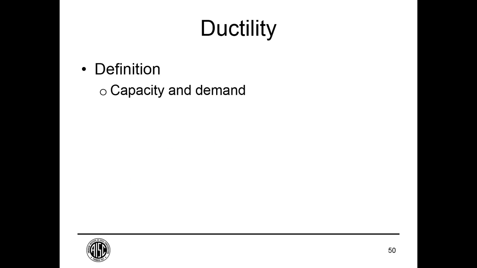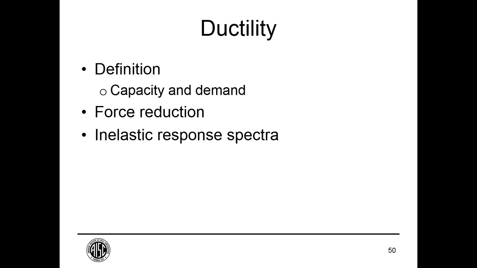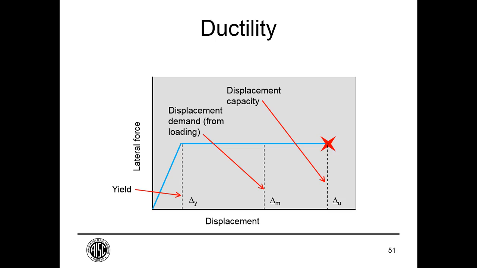So let's talk a little bit about ductility and how it helps us reduce our forces. What do we mean by ductility? Well, we typically mean one of two things. We mean a comparison of our yield displacement to either the ductility capacity of an element or frame or the ductility demand. So it really depends on context. It's the ratio of one of these two, ductility capacity or ductility demand, to our yield displacement.